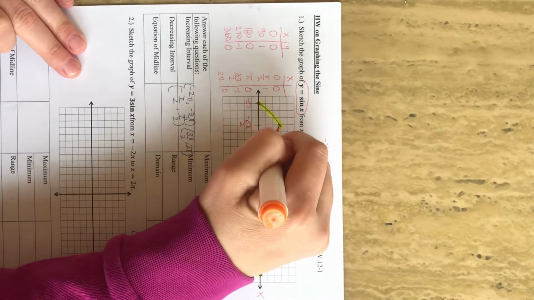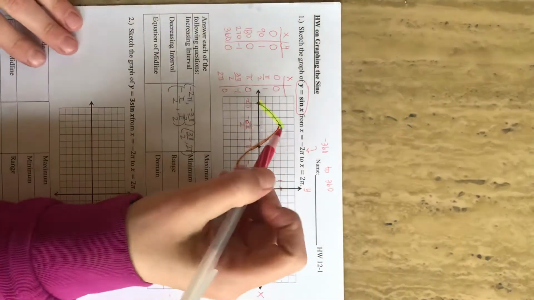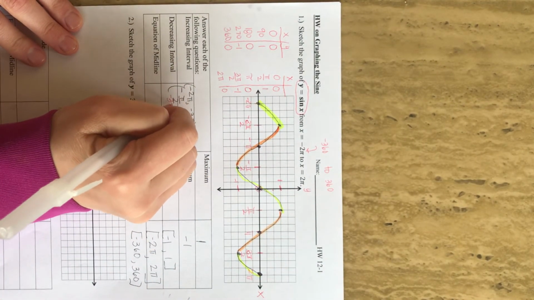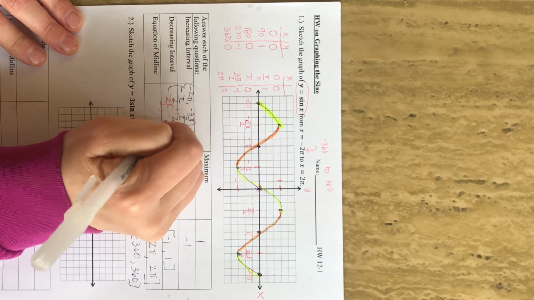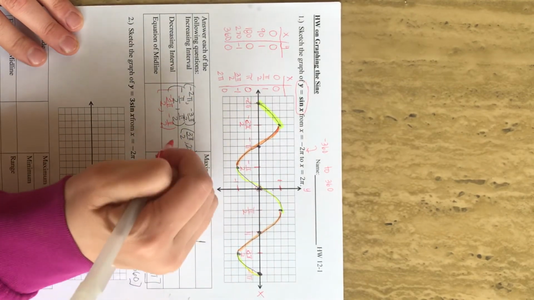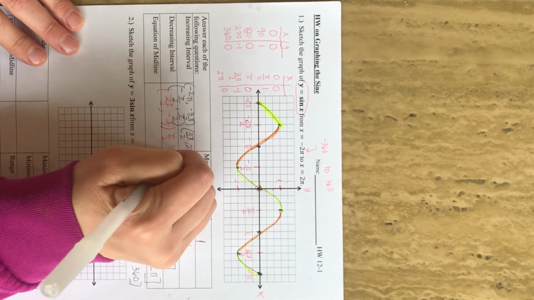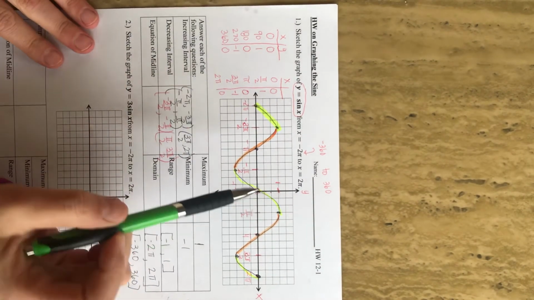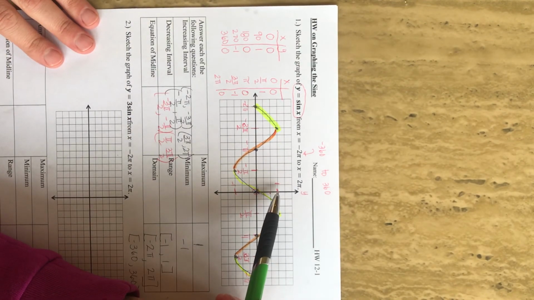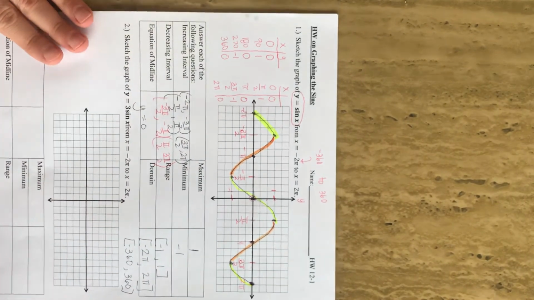Okay, decreasing, there's just two spots, this one right here and that one right there. So it's decreasing from negative 3 pi over 2 to negative pi over 2, and it's also decreasing from pi over 2 to 3 pi over 2. Okay, the equation of the midline, that's the halfway point between your max and your min, and you're going to see that's at y is equal to 0.